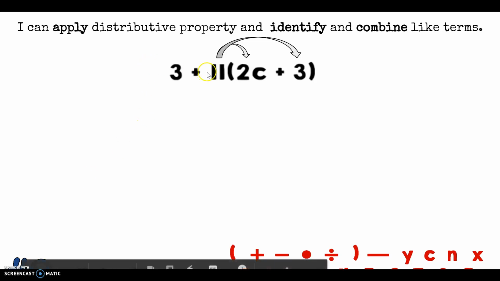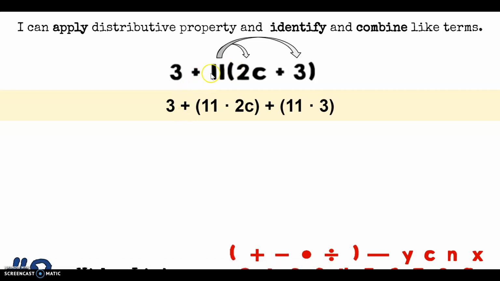The reason we do that is it is on the outside of this parentheses. That's how we know that that's what we're distributing. We're going to go ahead and type that in. We bring down our 3 plus, and then our 11 times 2c plus our 11 times 3. We're creating our teams, remember? All right, so we're going to rewrite this.